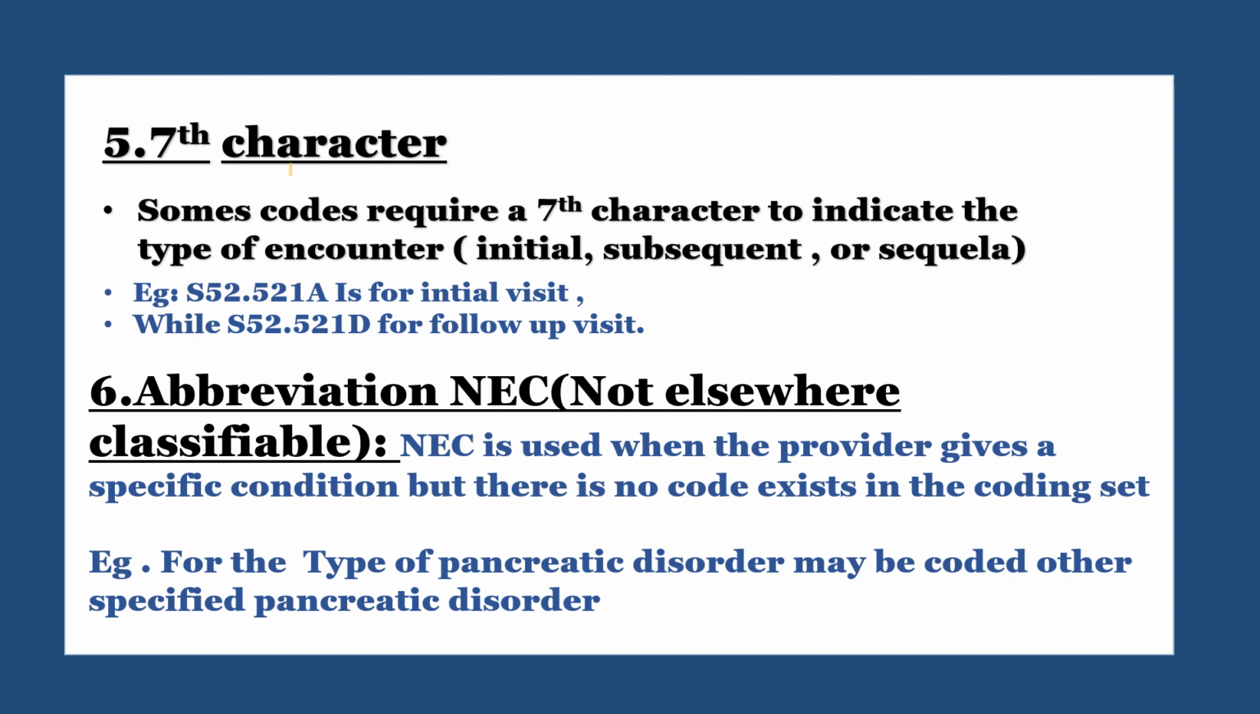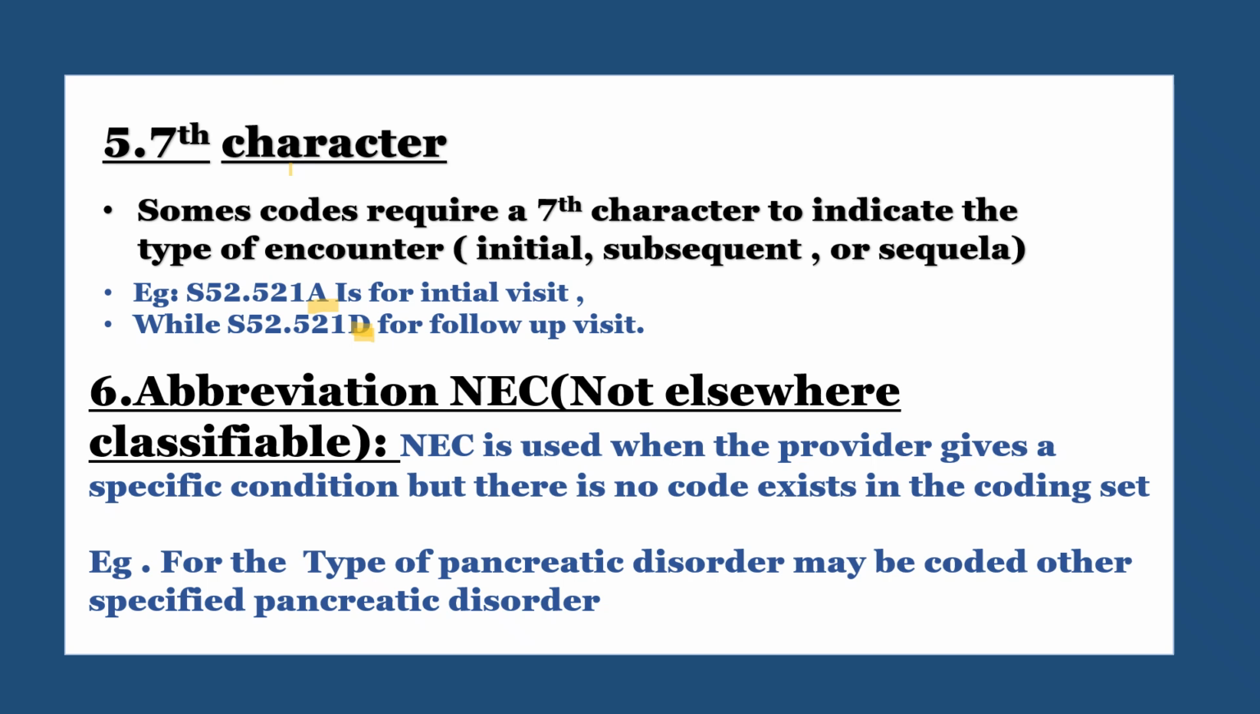For example, S52.521A is for an initial visit. Here A is the 7th character. When the patient presents for the initial visit, we have to code the 7th character as A, while S52.521D is for a follow-up visit. Here D is the 7th character. So if the patient presented to the hospital for a follow-up visit, we have to code D as the 7th character.